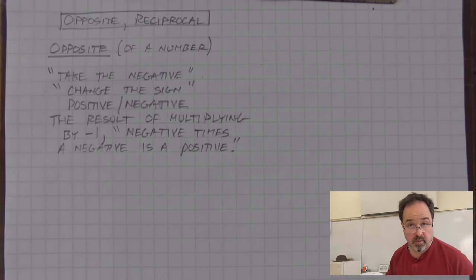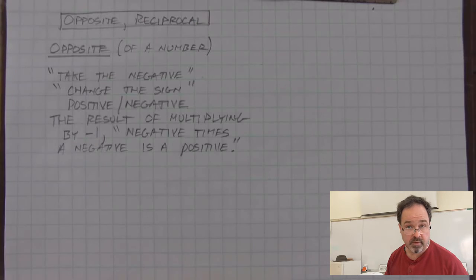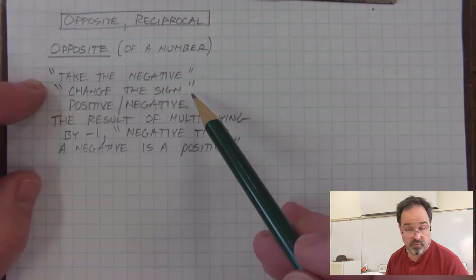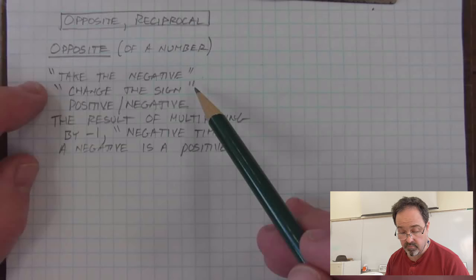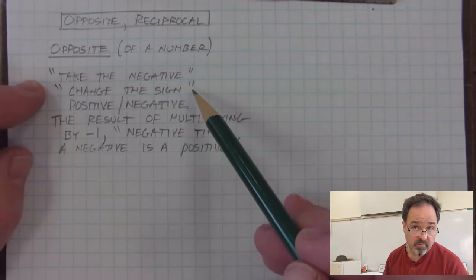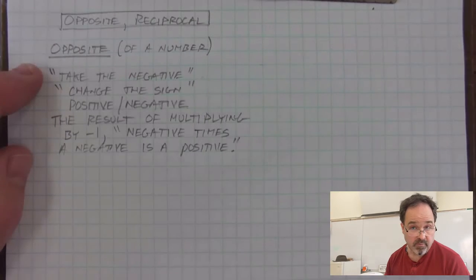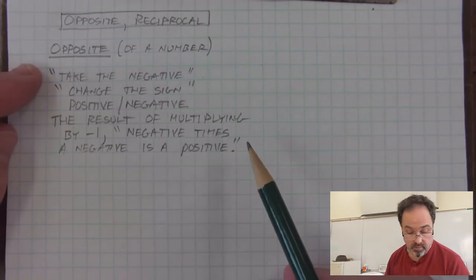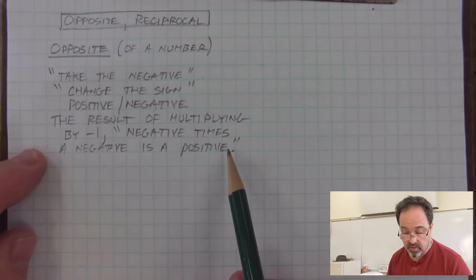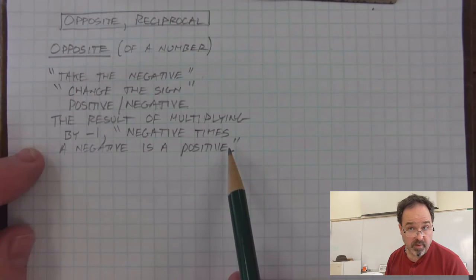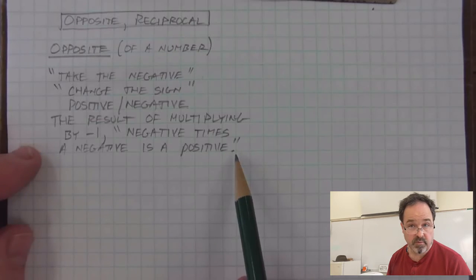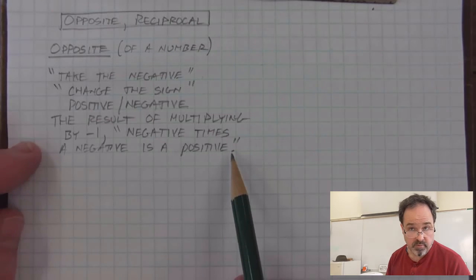In review, the opposite of a number literally means multiplying that number by -1. But the effect that it has multiplying by -1 is the same thing as changing the sign of the number. If it's positive, changing the sign would make it negative. If it's negative, changing the sign would make it positive. Taking the negative is another way of thinking multiply by -1. And of course, if a number is negative and we multiply by -1, it's going to change it positive. A negative times a negative is a positive.